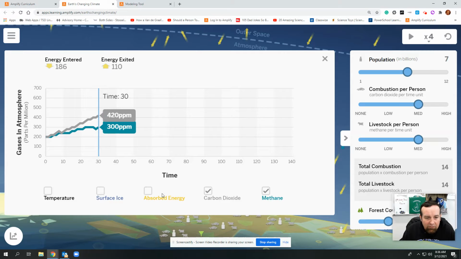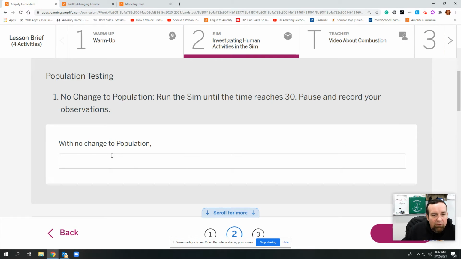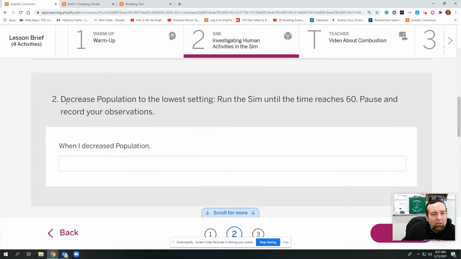So let's turn all these on. So we would say we see an increase in temperature, energy absorbed, carbon dioxide, and methane, and a decrease in surface size. So that's what we would record for our findings here. Now, it says decrease the population to the lowest setting.